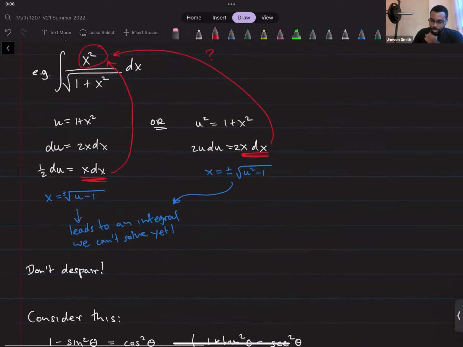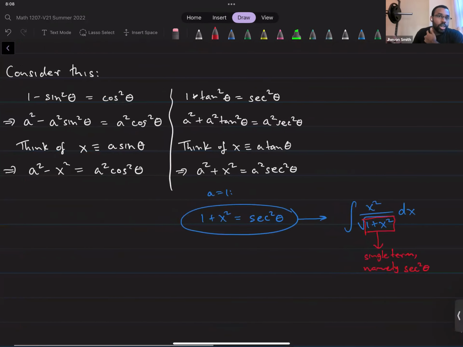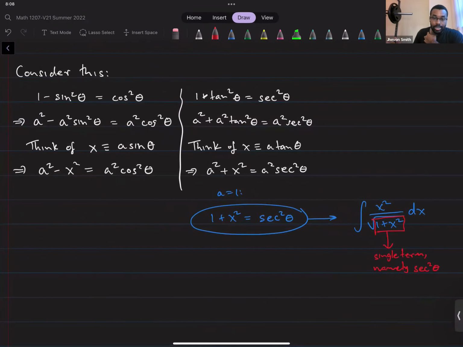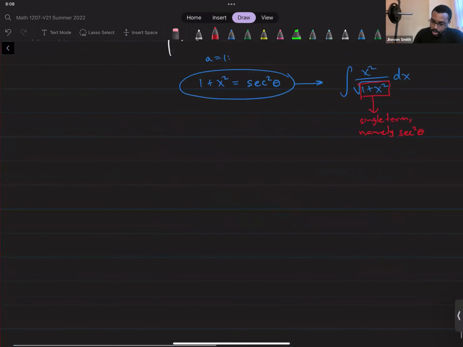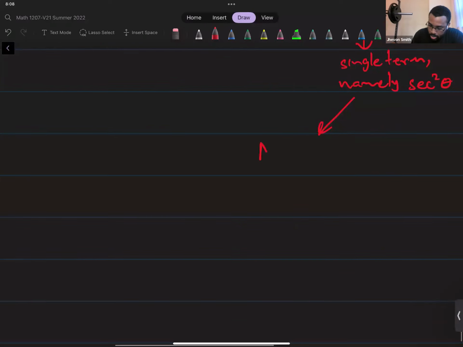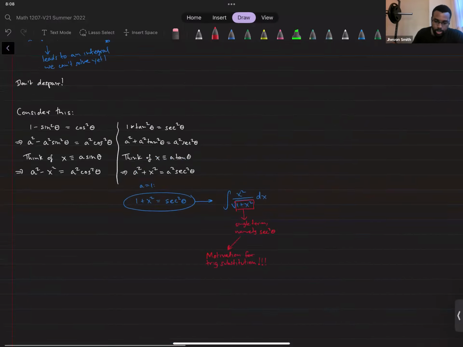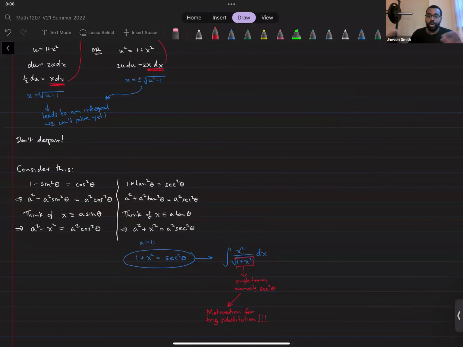Of course, as you're probably noticing, we're going to use trig functions in order to do this. And we just spent a whole section working out how to actually integrate things with trig functions. And so this is the motivation for trig substitution. So I kind of want you to see what sort of considerations brought us here, right?